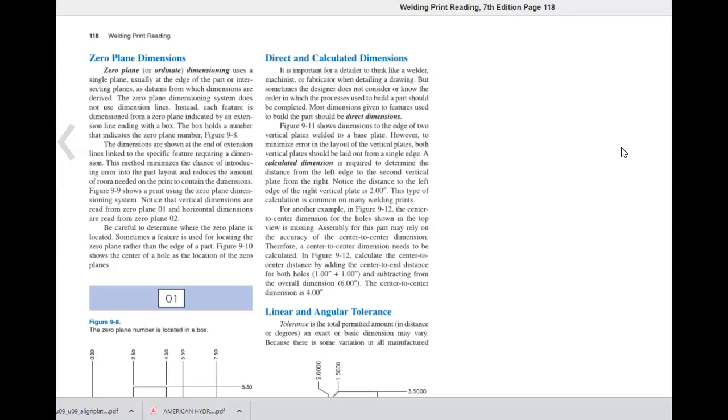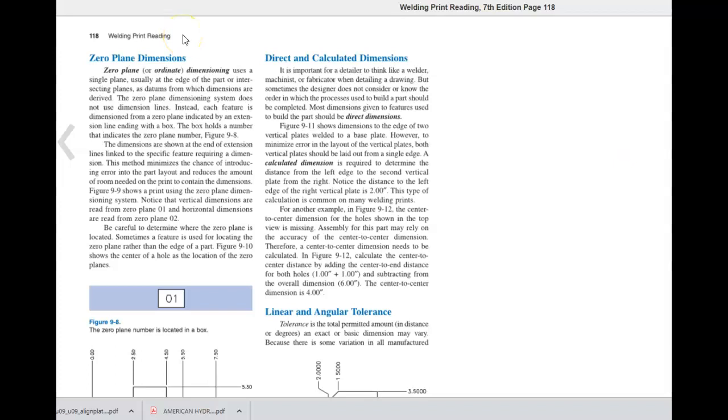However, to minimize error in the layout of the vertical plates, both vertical plates should be laid out from a single edge. A calculated dimension is required to determine the distance from the left edge to the second vertical plate from the right. Notice the distance to the left edge and the right vertical plate is 2 inches.